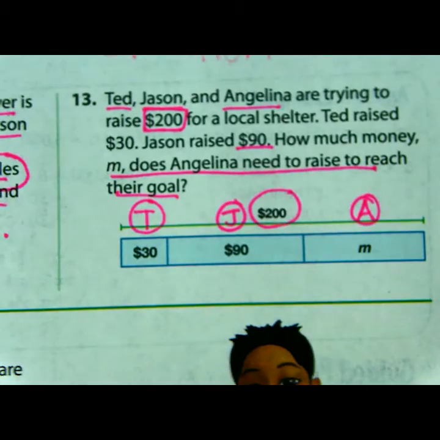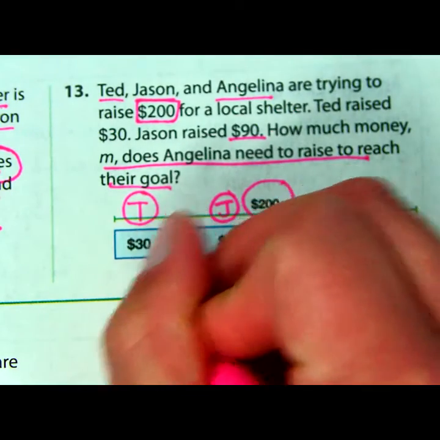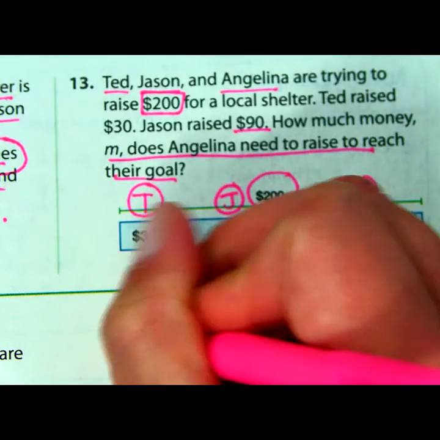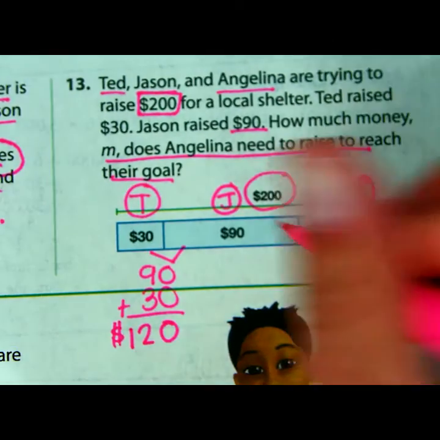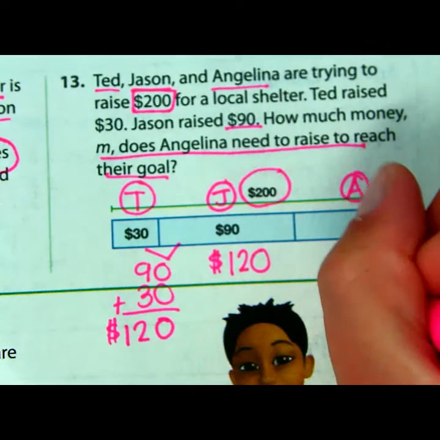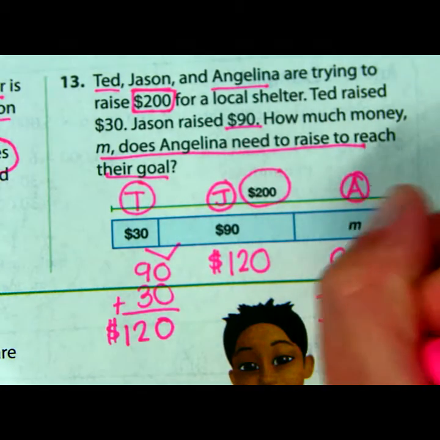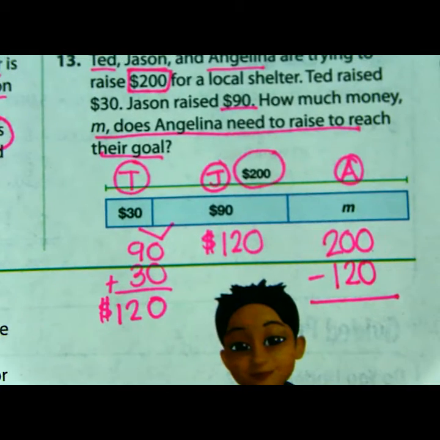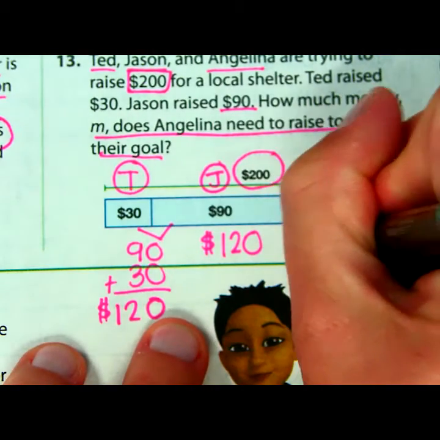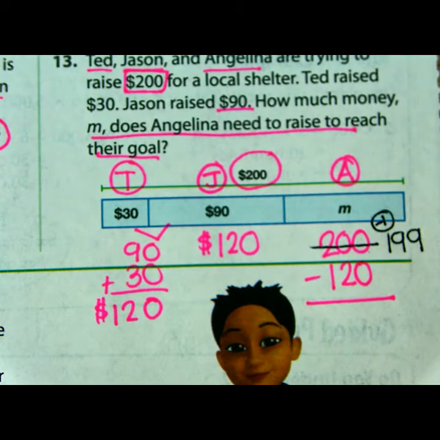So first, let's find out how much Ted and Jason raised together. 90 added to 30, 9, 10, 11, 12. So far they've raised $120 together. But we know the total is 200. So now we can subtract 200 take away 120. For those of you that were in our live session, you learned a little trick where we can take one away, making this 199. So we just took one away, so we wouldn't have to do all that regrouping with zeros.